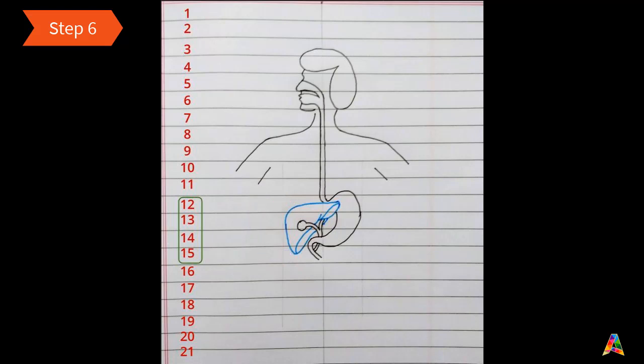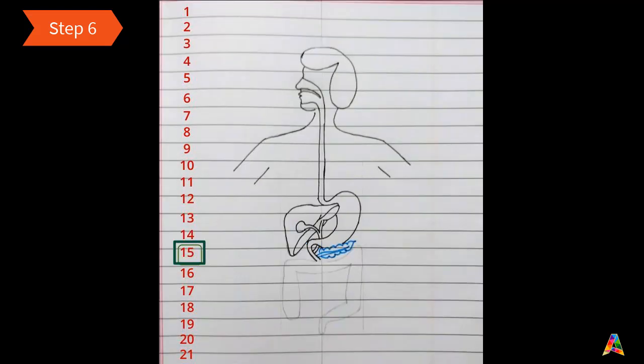Next is the pancreas. We need only one row and it's a simple leaf-like structure that we will draw closer to the stomach. Make sure that the central duct connecting duodenum is visible. Pancreas has dual function. As an exocrine gland, it secretes enzymes that help in digestion. And as an endocrine gland, it secretes hormones like insulin.